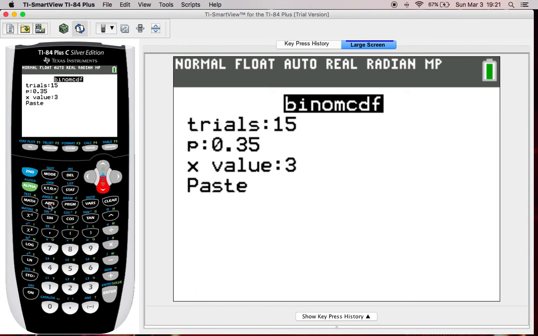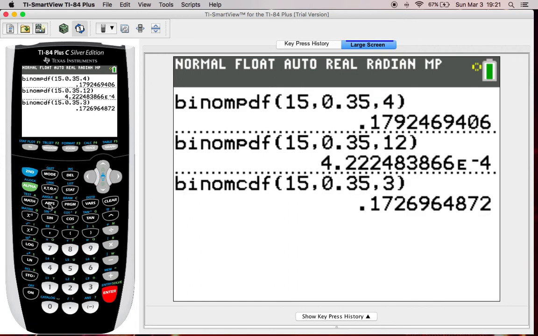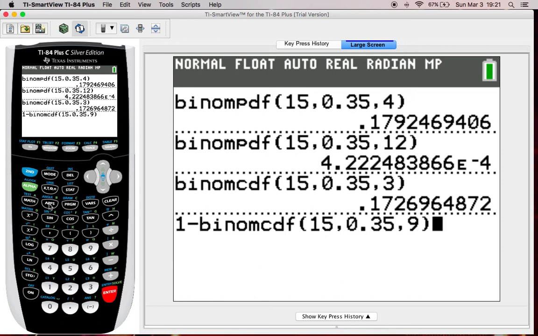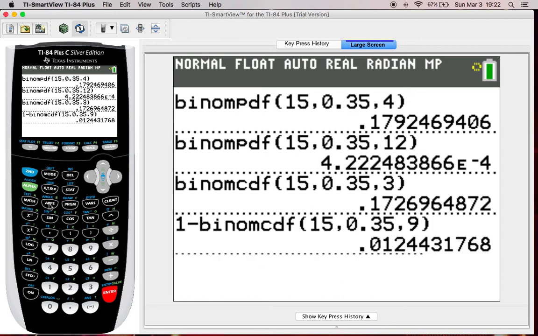So my trials and my P stay the same. If I want greater than or equal to 10, then that means I need to first find everything less than or equal to 9, the opposite direction of what I was looking for originally. And I'm going to hit paste. So we're going to do 1 minus the probability of everything that is less than or equal to 9. That result is going to be everything that is greater than or equal to 10. So I'm going to go ahead and hit enter. 0.0124. That is what we got from GeoGebra.